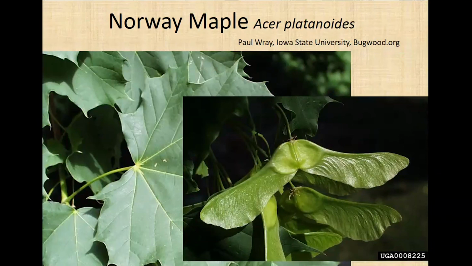I call this particular seed arrangement the handlebar mustache, so kind of sticking out on both sides. Our sugar maple, the wings point down away from the seed, and so it looks a little more like a Fu Manchu mustache. And so that's one of the other characteristics I use to tell these two plants apart.